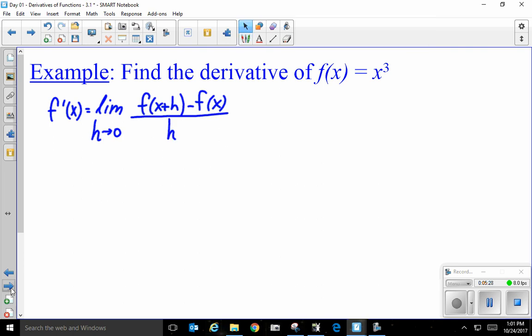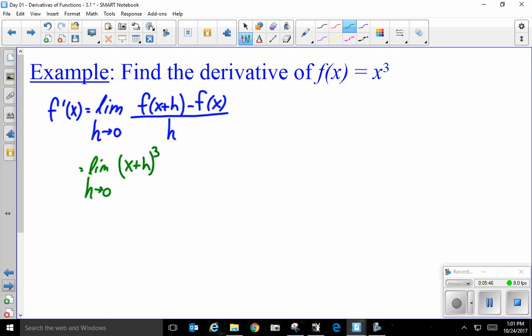Now, this is cubed. This is no longer squared. I still do the same thing. I still plug in. It's the limit as h approaches 0 of x plus h cubed, because I have to throw that into here, don't I? x plus h.